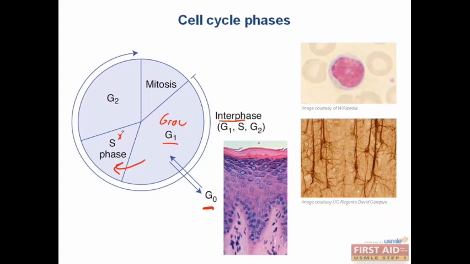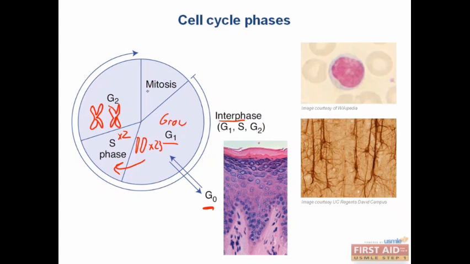S stands for synthesis, and this is when DNA duplication occurs. Therefore, cells in G2 have twice as much DNA as cells in G1. In both cases, they have 46 chromosomes, which is 23 pairs of homologous chromosomes. But in G2 phase, each chromosome is made of 2 sister chromatids, whereas in G1, each chromosome only has 1 chromatid.